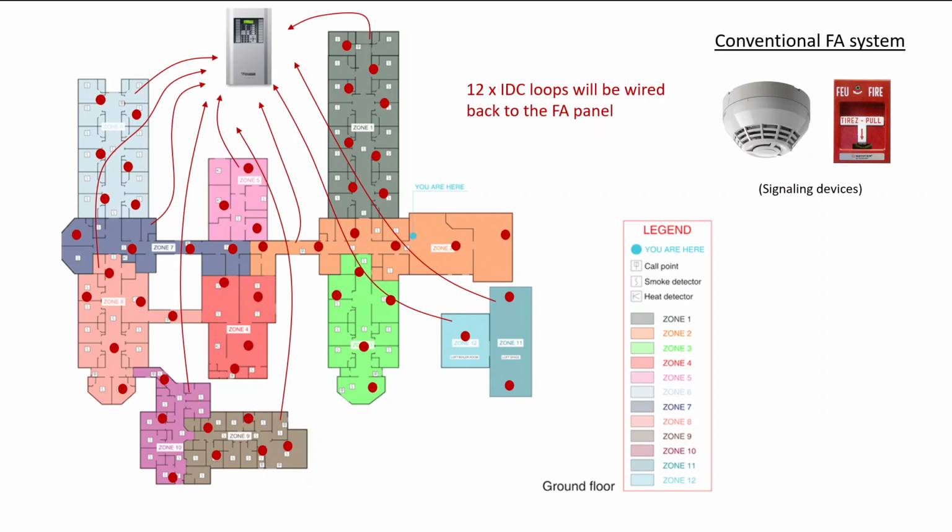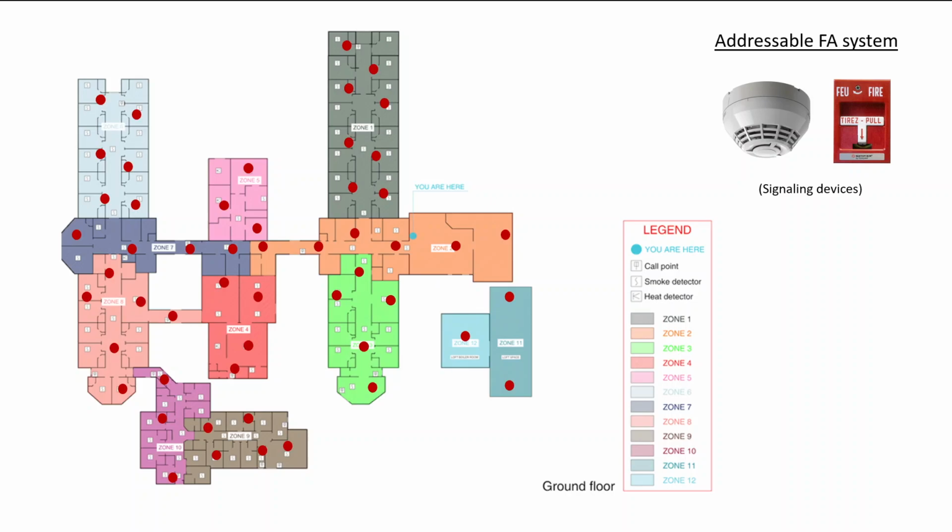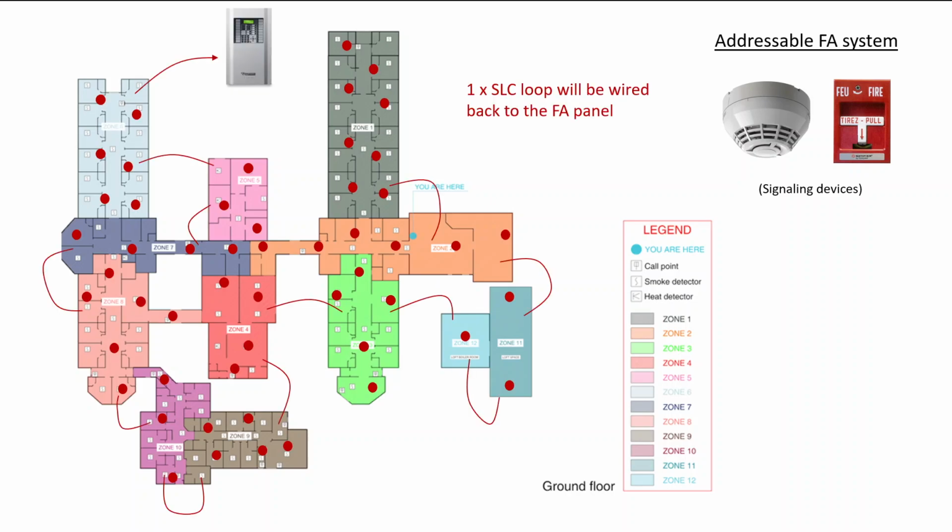All the devices have to connect together on their own individual loop, and then I need to bring that loop wiring back. On an addressable fire alarm system, I could have the same number of devices and the same number of zones. However, now there's only a requirement for me to bring back one wire, and that's because absolutely everything can be terminated together and it's all uniquely addressed.